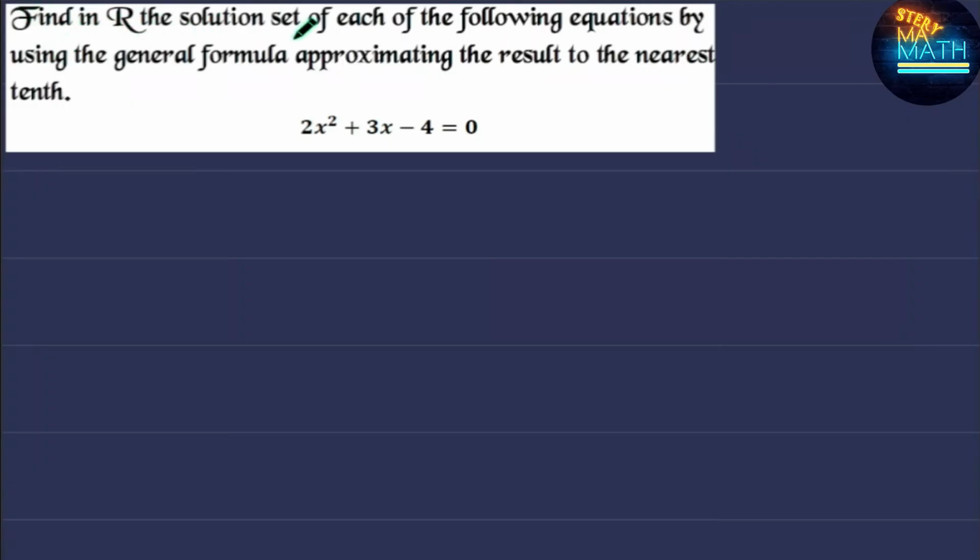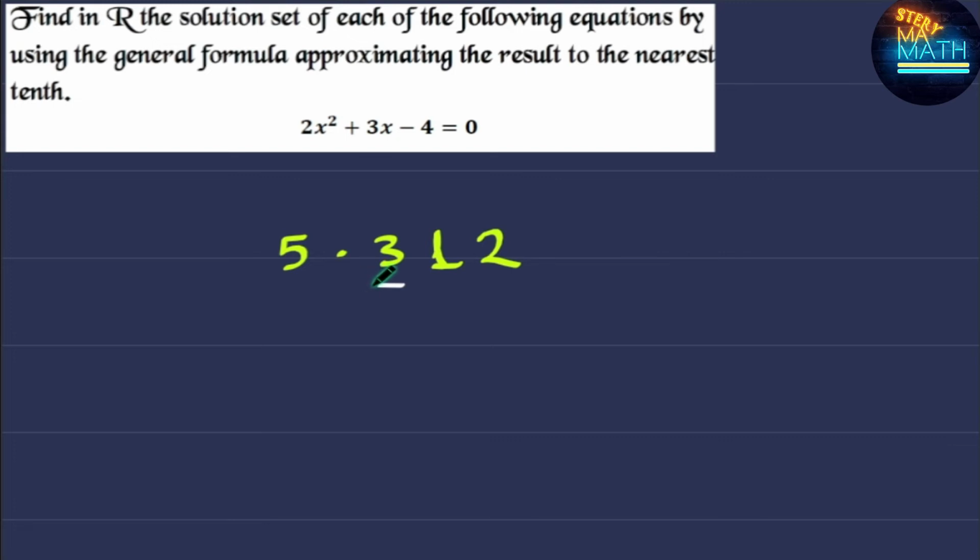Find in R the solution set of each of the following equations by using the general formula, approximating the result to the nearest tenth. Just a remark here on how to round a decimal number to the nearest tenth, hundredth, or thousandth. For example, if I have the decimal number 5.312 and I need to approximate it to the nearest tenth, the same thing holds true for hundredths and thousandths, but I will just show you how that works with the tenth.